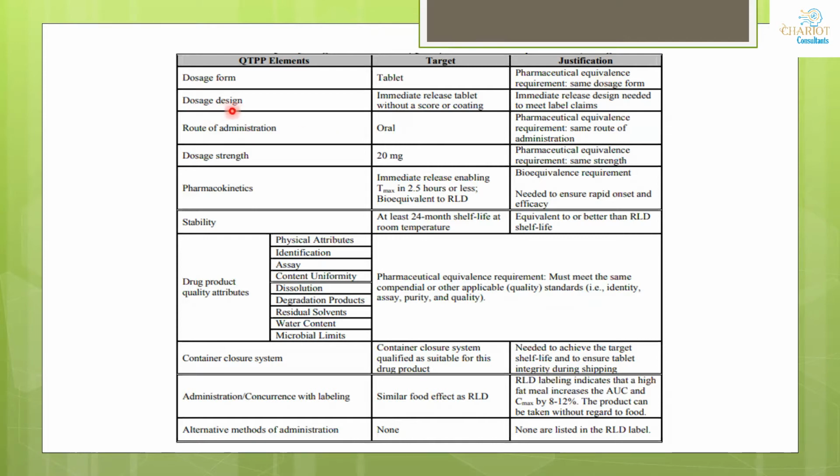Then your dosage design, whatever design you want, your target is as per your RLD, your target is immediate release. Immediate release design needed to meet label claims. Then route of administration. Obviously, if you are working for tablet, it can be oral, so it is also pharmaceutical equivalence. Your dosage strength, whichever strength you are working, for example 20 mg, so the justification will be pharmaceutical equivalence, same strength.